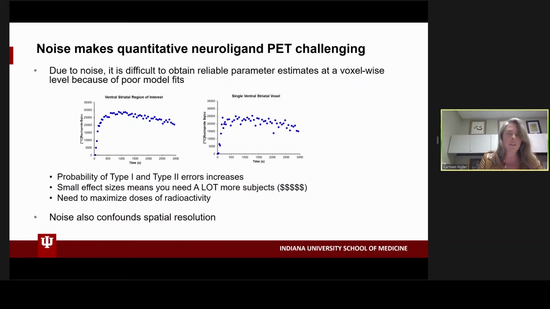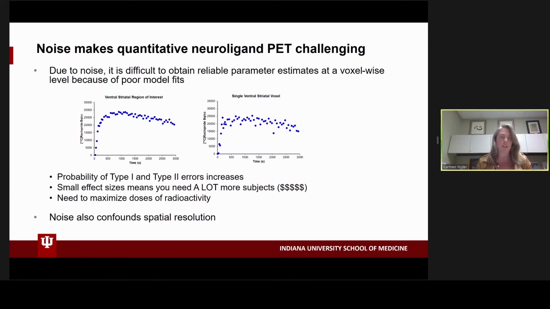But regardless of which technique you use to study neurotransmission, there is one huge component that really is problematic for all of us, which is noise. The noisier the data, the poorer the fits are, and the more unreliable the parameter estimates become. So this is a big problem for us.